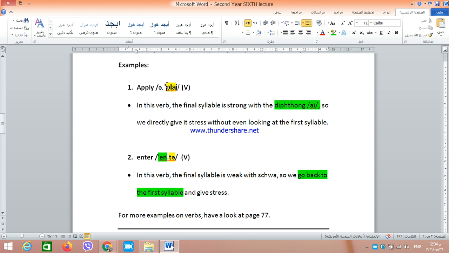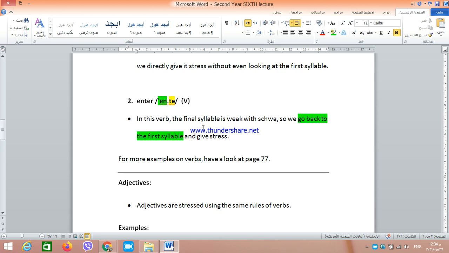And if you can see here, this short vertical line at the beginning of the second syllable means that this syllable is stressed, while the first one is weak. We don't even look at it. We have a look directly at the second syllable. And the second syllable is strong, so we give it the stress.